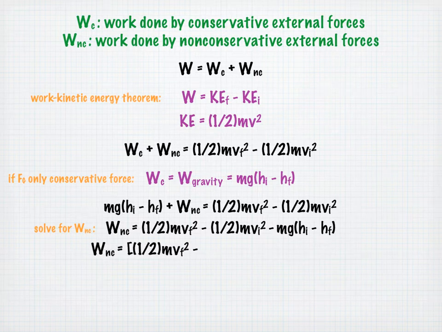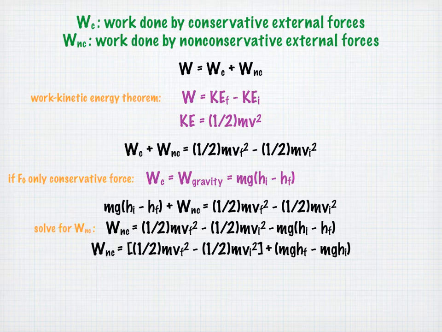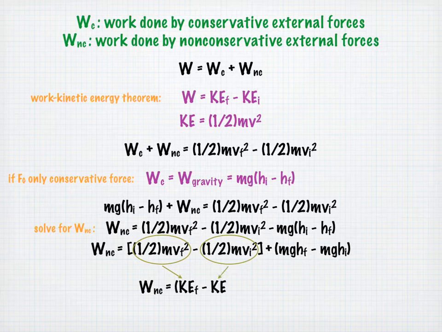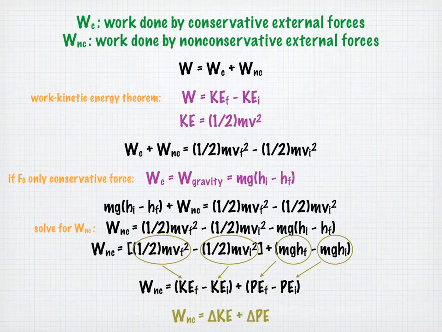Now we expand out the last term on the right-hand side. We can see now some familiar expressions. This is an expression for final kinetic energy, this for initial kinetic energy, this for final gravitational potential energy, and this for initial gravitational potential energy. The work done on an object by non-conservative external forces is therefore equal to the change in the kinetic energy of the object plus the change in the gravitational potential energy of the object, when the gravitational force is the only conservative force.